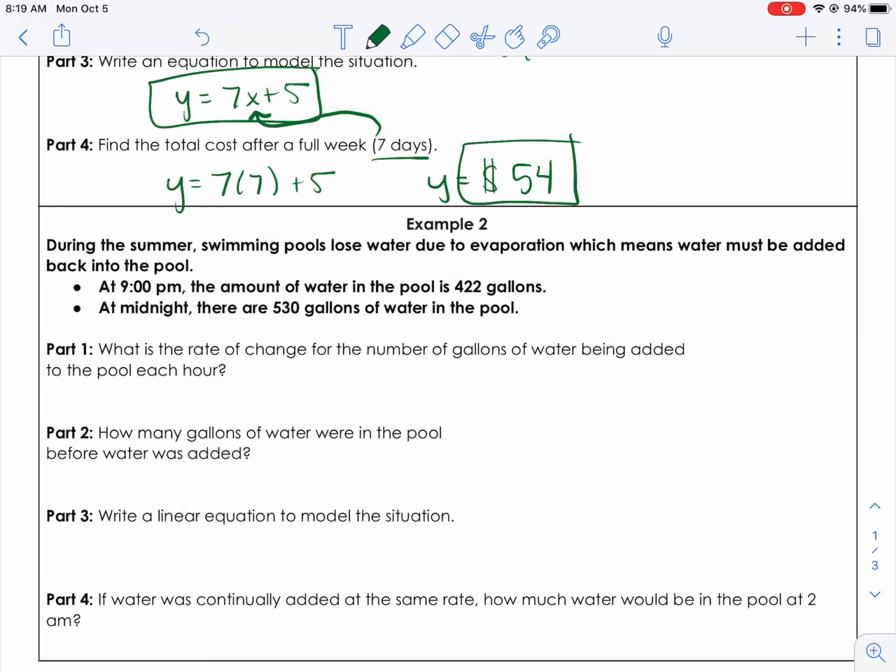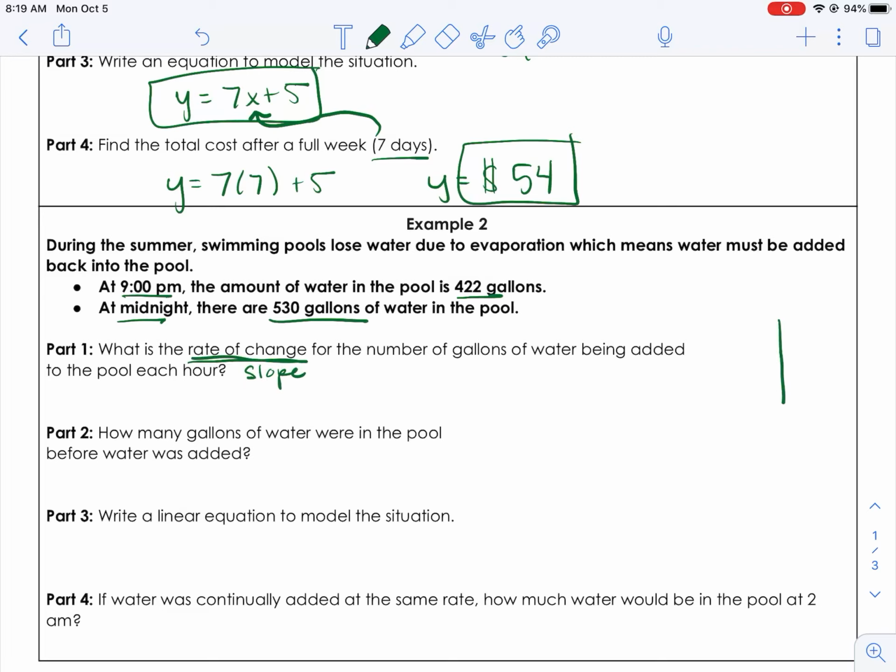The next example says during the summer, swimming pools lose water due to evaporation, which means water must be added back to the pool. At 9 p.m., the amount of water is 422 gallons. At midnight, there are 530 gallons. What's the rate of change for the number of gallons being added each hour? So rate of change means we're finding the slope.